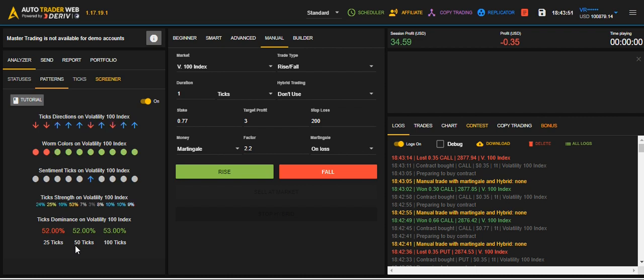So be patient. In the next video I will give you some other strategies, same based on the tick trade. Another successful trade, maybe in the next video.